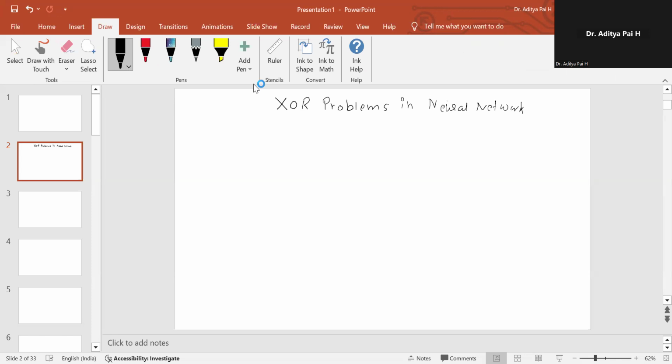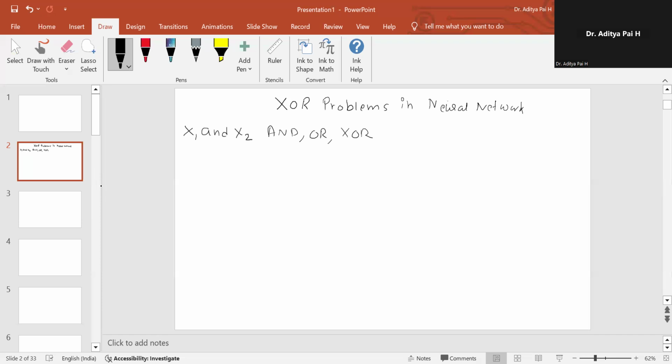So consider the task of computing elementary logical functions of two inputs, x1 and x2. These are the two inputs, and we are performing different logical functions like AND, OR, and XOR. These are the different logical functions that we will be applying.